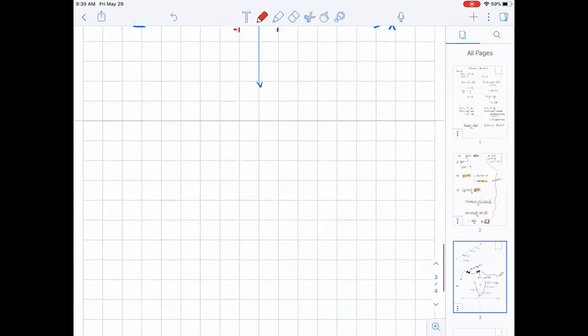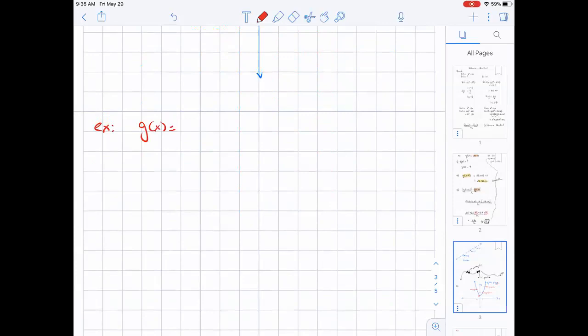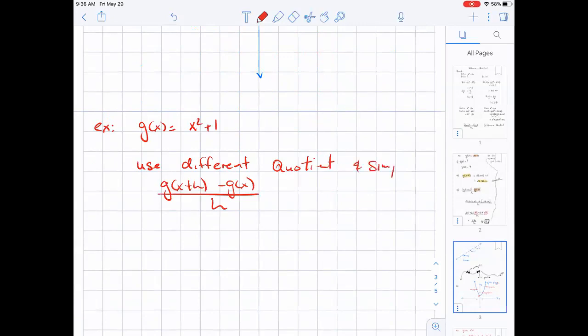Now, here's my question, an example. What do we call this function? G of x. G of x is equal to x squared plus 1, okay? Can you find the difference quotient, which is g of x plus h minus g of x over h, and simplify? So can you do that for me, please? Do you think you can do this?